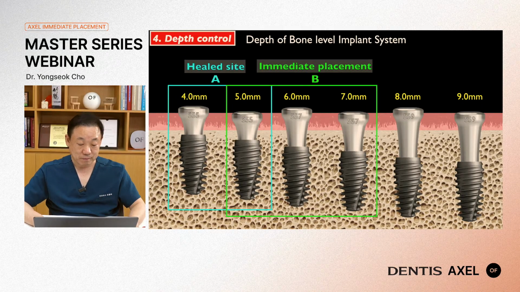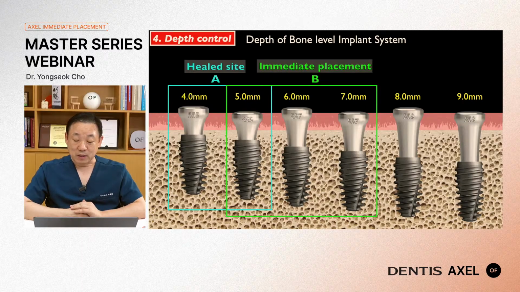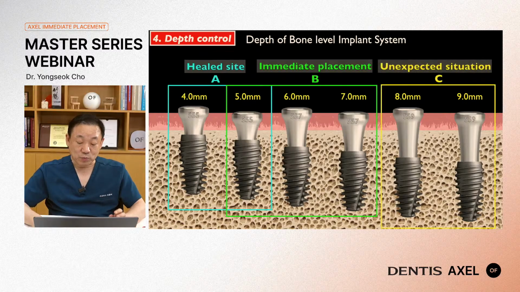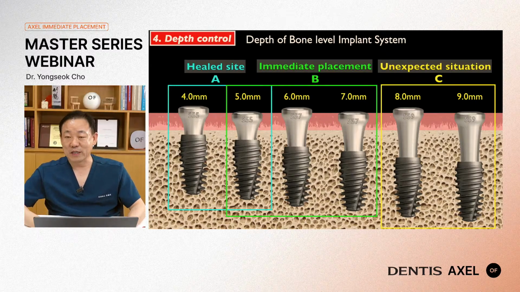It's no problem. Depths of 8 millimeter or 9 millimeter are not intentionally planned, but may occur unexpectedly or unavoidably. Even in such a case, I consider them to be within the acceptable range, and the longest 9.0 millimeter healing abutment can be used to correct it. If the implant is placed deeper than 9 millimeter, it becomes problematic because no longer healing abutments are available.